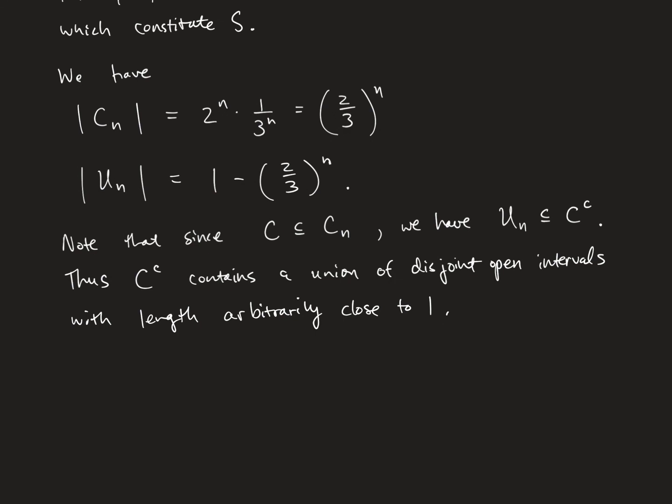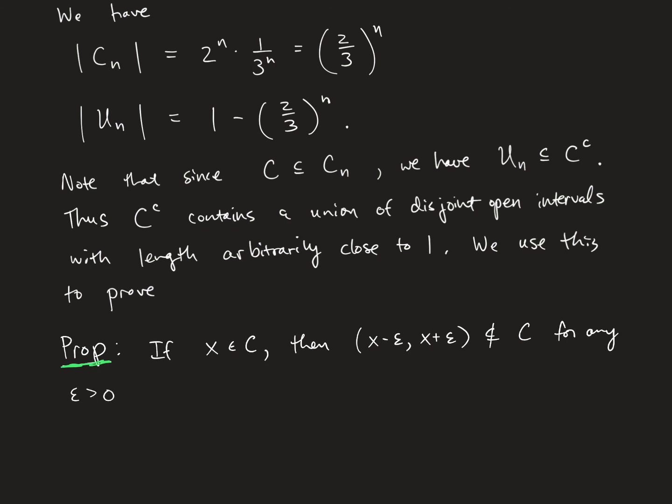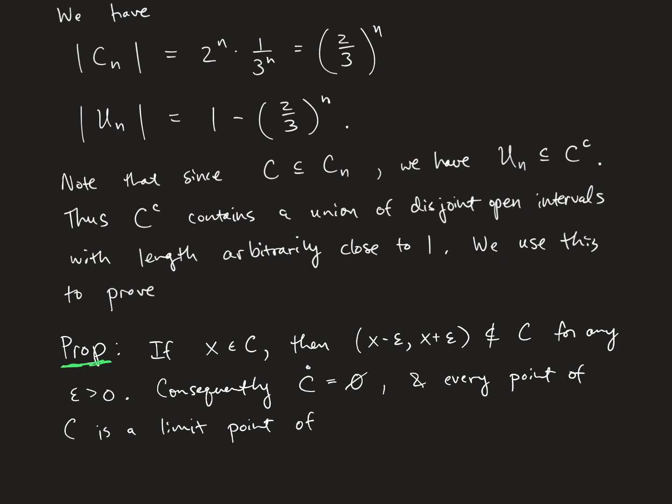And so we can use this to prove this proposition, which is that the Cantor set can't contain any intervals. So if x is in the Cantor set, then the interval (x minus epsilon, x plus epsilon) is not contained in the Cantor set for any epsilon greater than 0. So consequently, the interior of the Cantor set is empty, and every point of the Cantor set is a limit point of the complement of the Cantor set.